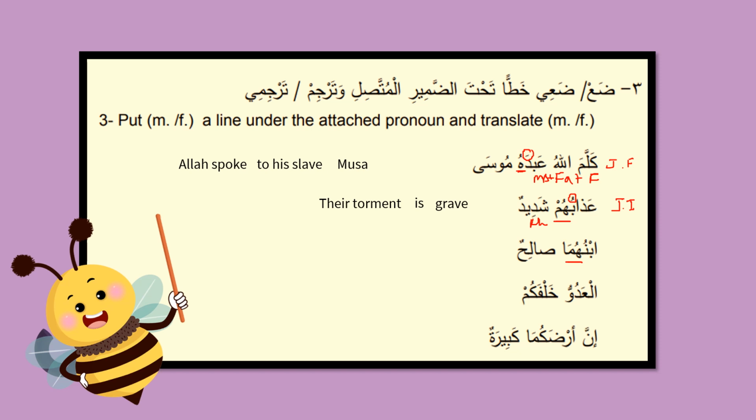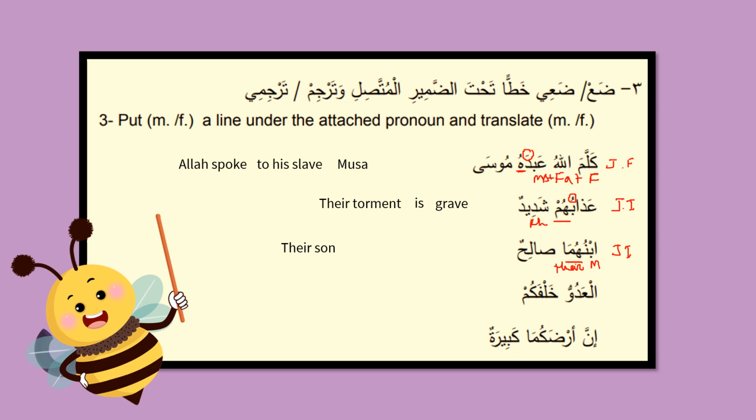Ibnuhuma, son of theirs. So this is referring to the parents. So this is our jumla ismiya. We have mubtada, and huma means their. Their means referring to two, but in English there is no such pronoun for the dual, so you have to translate it into their. So the translation will be their son.